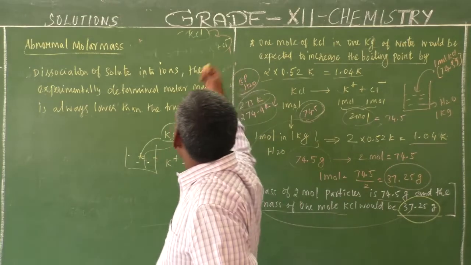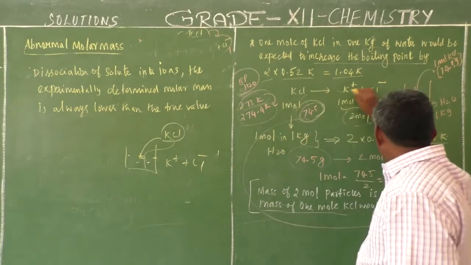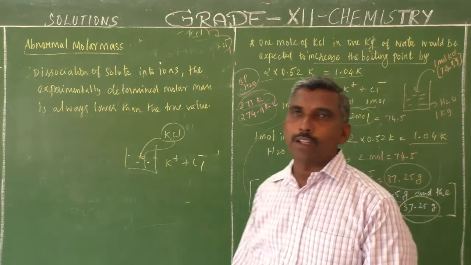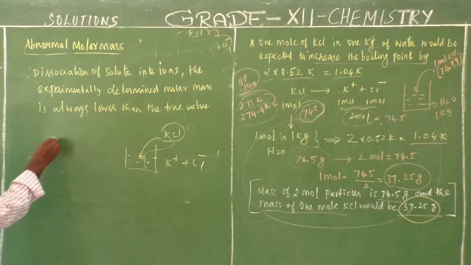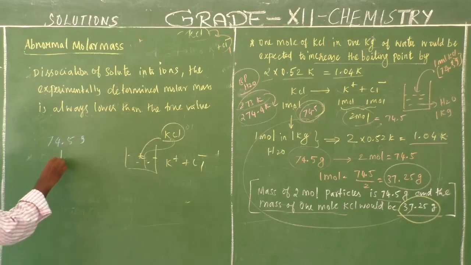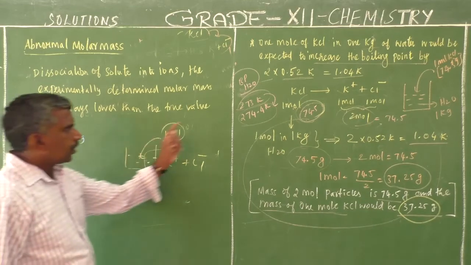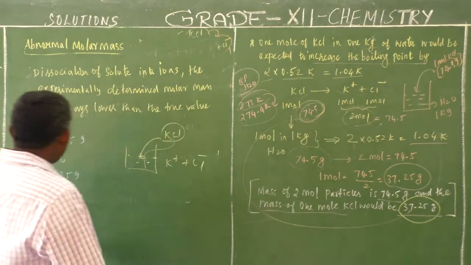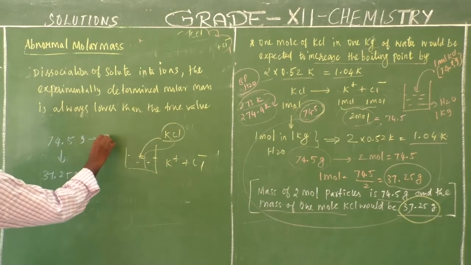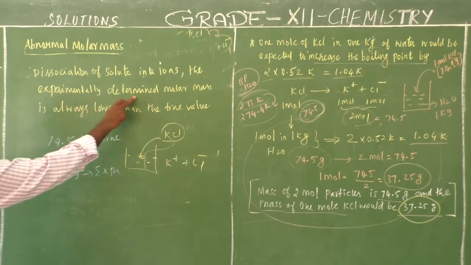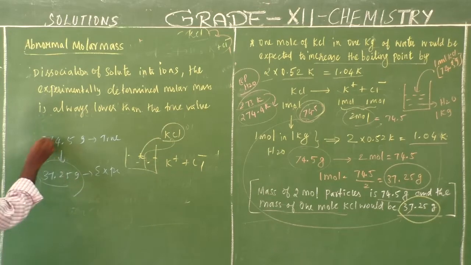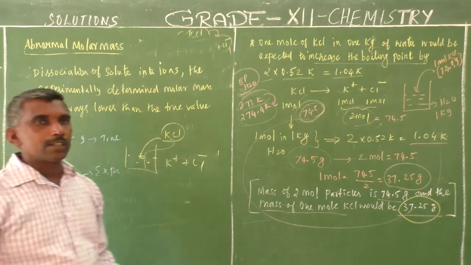This molar mass should have been correct, but it will be reduced to 37.25. The theoretical mass is 74.5 grams, but experimentally it is 37.25 grams. The reason is that the number of particles is increasing. This is the true value, and this is the experimental value. The experimentally determined molar mass is lower than the true value. That is known as abnormal molar mass.